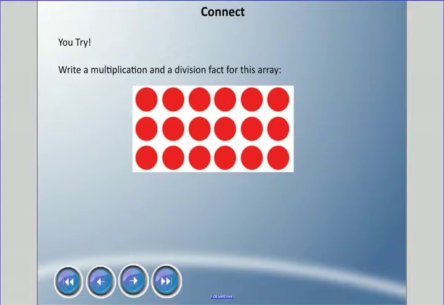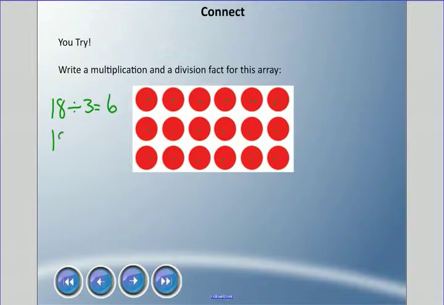Alright, so we have 1, 2, 3, 4, 5, 6, 7, 8, 9, 10, 11, 12, 13, 14, 15, 16, 17, 18 circles. So a division fact, I could say 18 total, divided by the number of rows, there's 3 rows, equals how many in each row? 1, 2, 3, 4, 5, 6. So if you got that, congratulations.